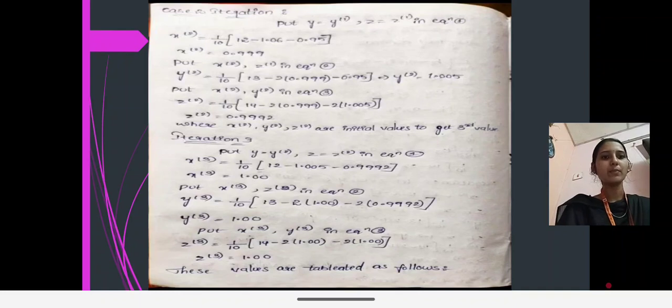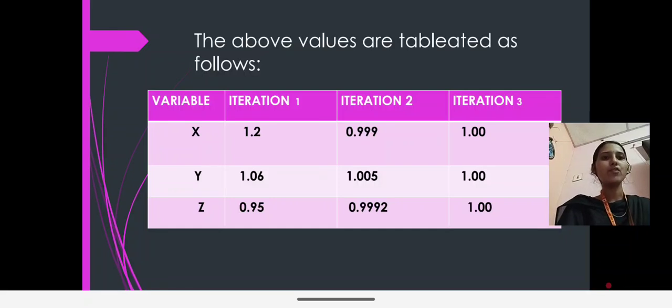These values are tabulated as follows. We consider the variables x, y, z. In iteration 1, we get the x value 1.2, y value 1.06, z value 0.95. In iteration 2, we get x value 0.999, y value 1.005, z value 0.992. In iteration 3, x value 1.00, y value 1.00, z value 1.00.